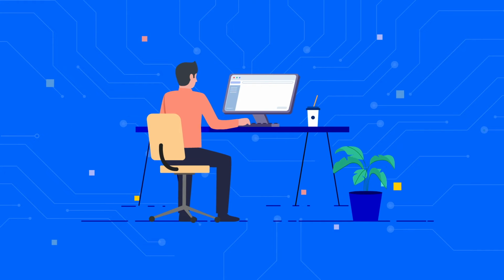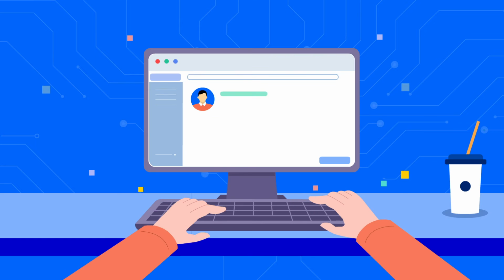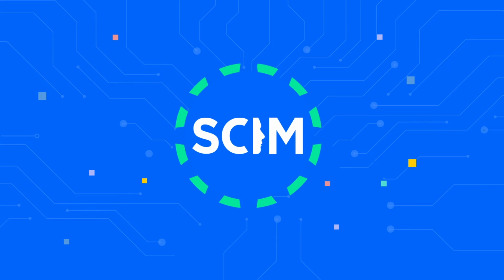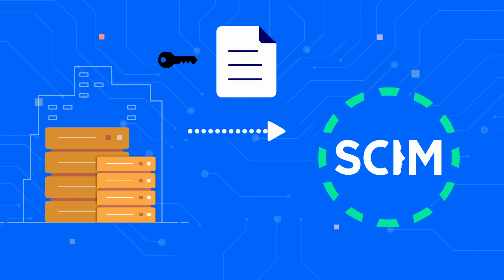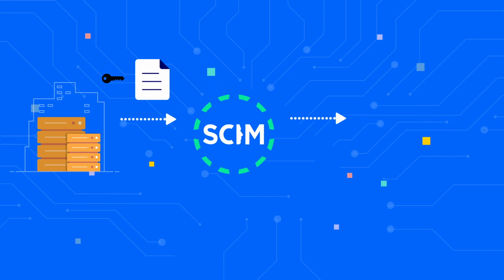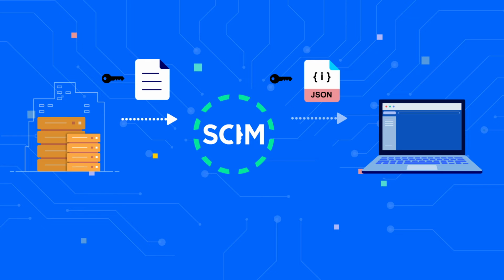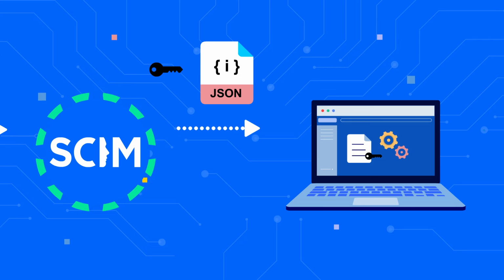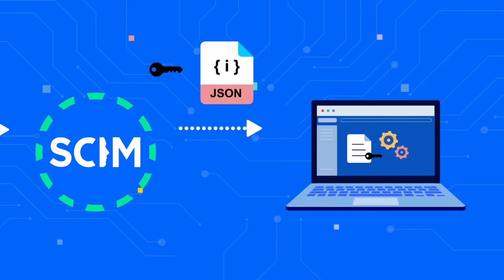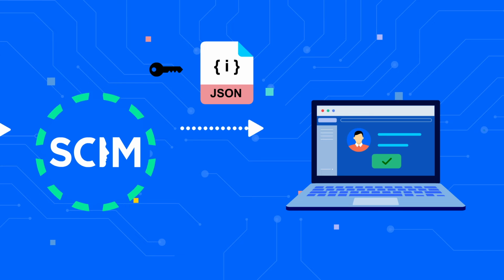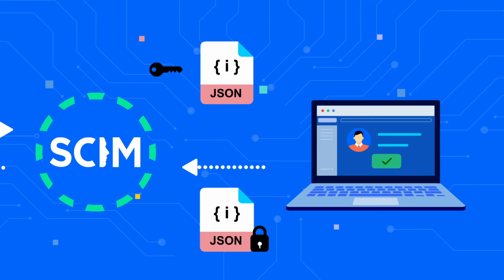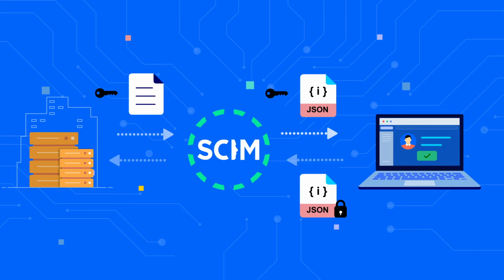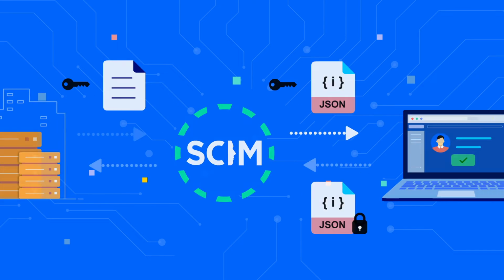Let's say that you want to create a user account in an application for an employee in your organization. SCIM extracts data from your organization's identity store and sends a POST request with the authentication key or token along with the user profile details in a secured JSON format to the application. The application receives the request and verifies the authentication key or token. It then creates the user account with the user details and returns a response in JSON format with an object ID that can be used for future purposes.